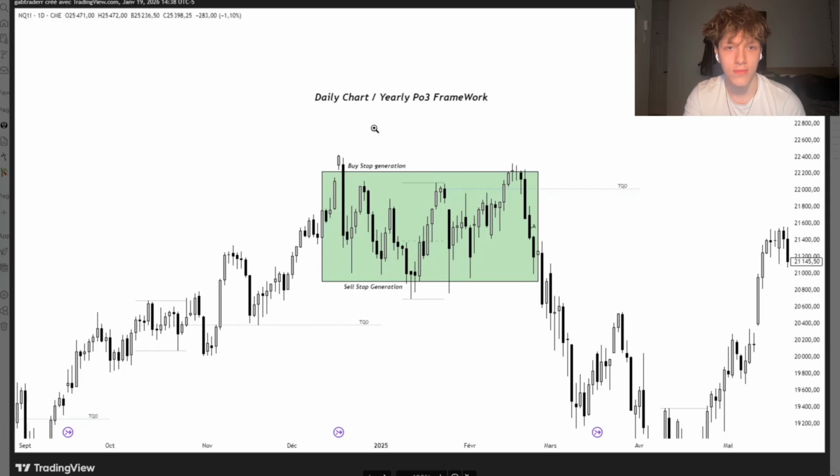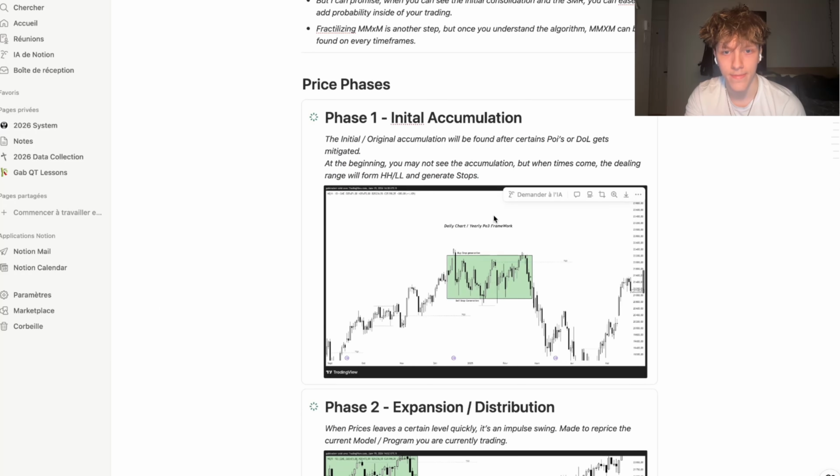Like we see there on the daily chart, that's a yearly power of three. I will talk about the power of three in the next video. You probably see it, it's lesson 2. So as you can see, it's pretty simple. We are just creating a higher high, a lower low, and pretty much a range. Super simple, nothing much to say about it.